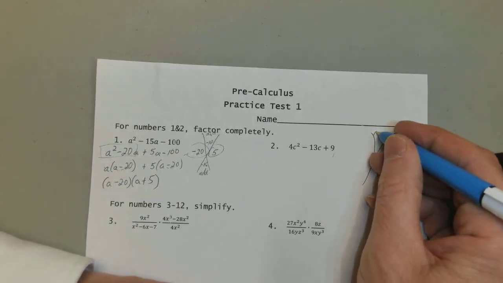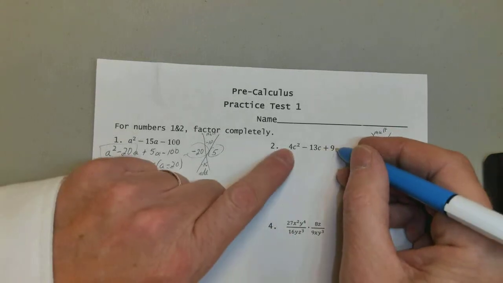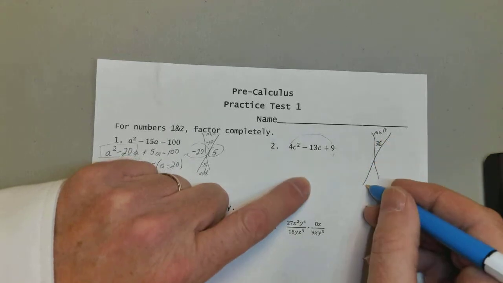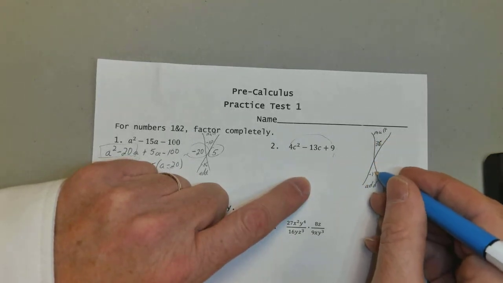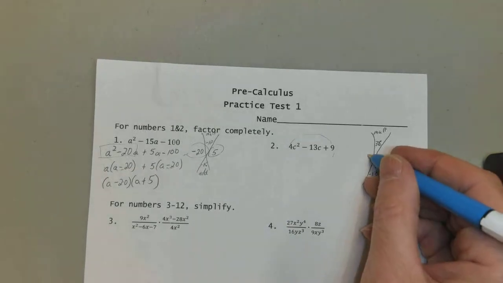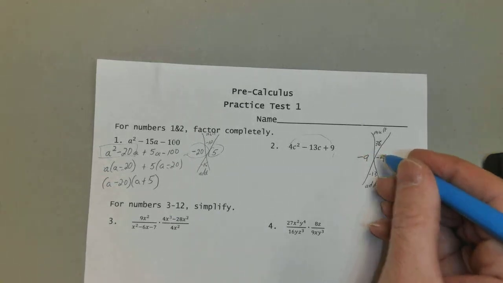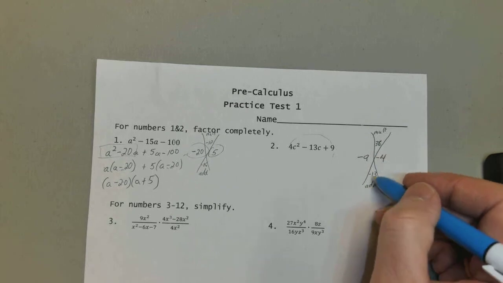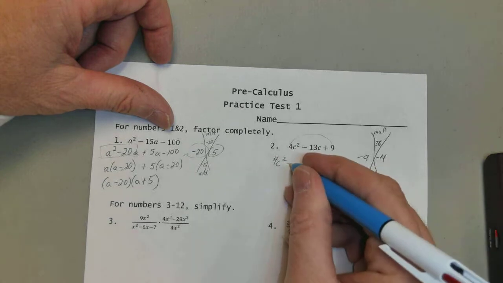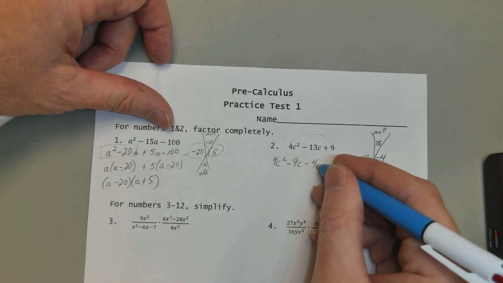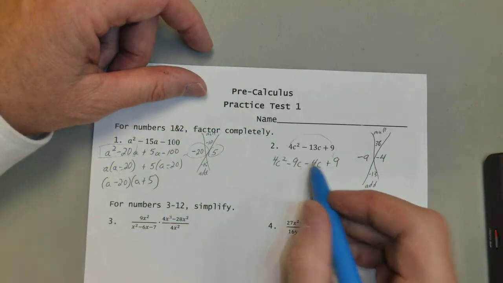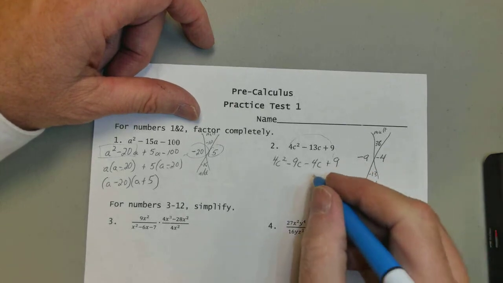What multiplies to 4 times 9? You got to take the 4 times the 9. That's 36. And adds to negative 13. Let's see. 9 times 4 and 9 plus 4, make them both negative. And you multiply, you'll get positive 36, and you add, you'll get negative 13. So I'm going to call that 4c squared minus 9c minus 4c plus 9. The order doesn't matter, you'll get the same answer whichever order you use on that.